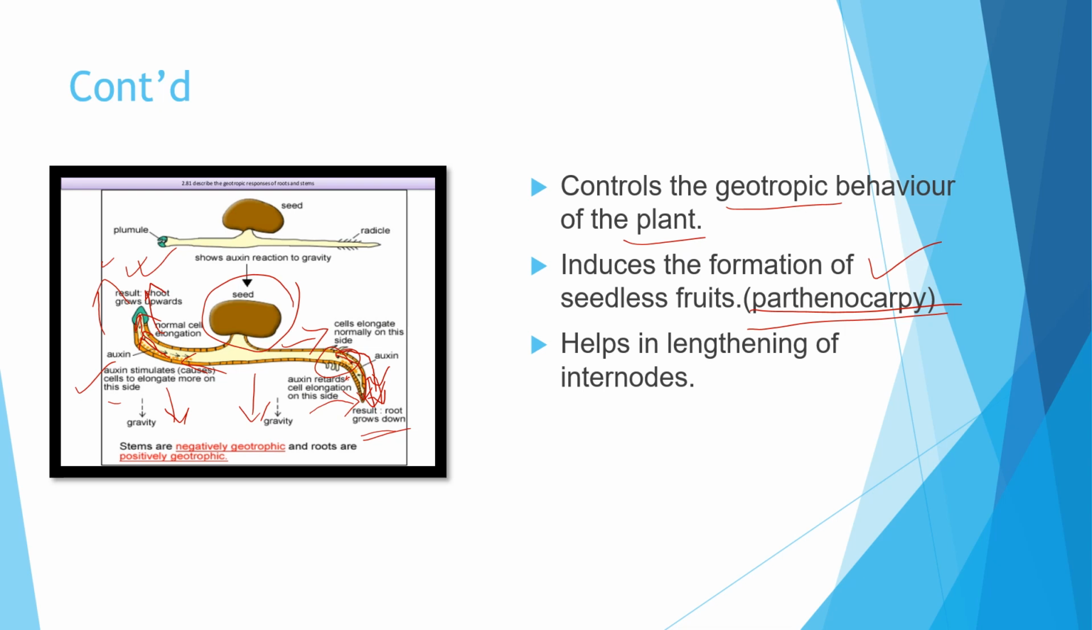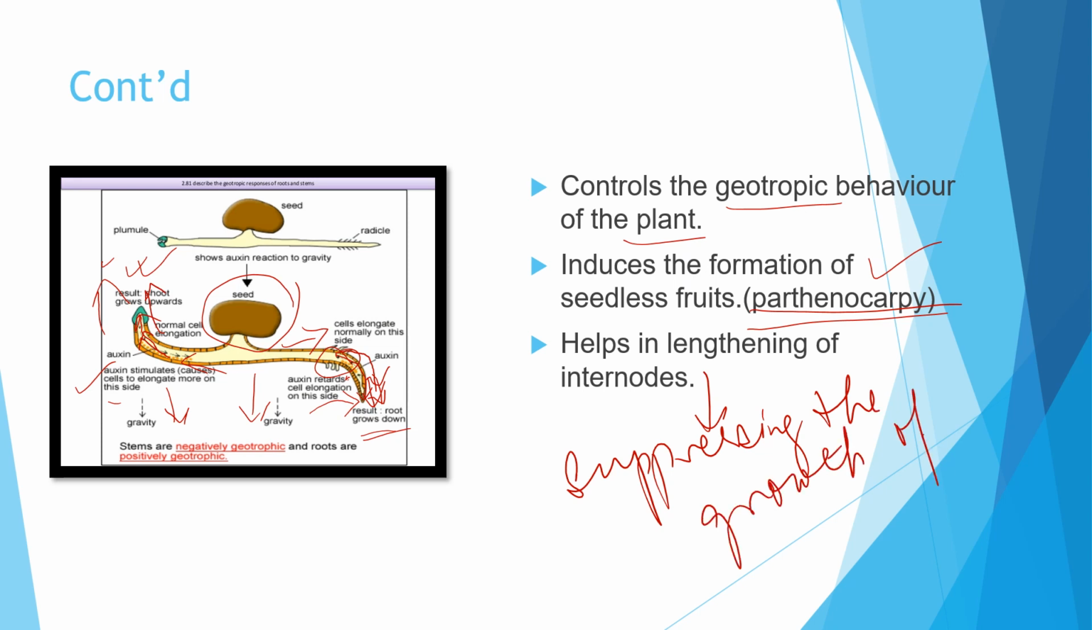Now these auxins are again helping to lengthen the internodes. That is, it suppresses the growth of lateral buds. It is suppressing the growth of lateral buds and it is lengthening the internodes.